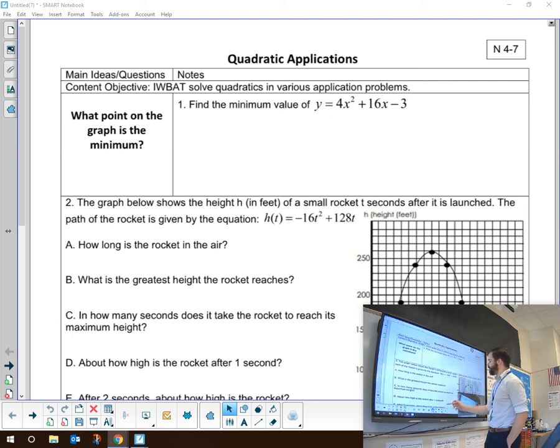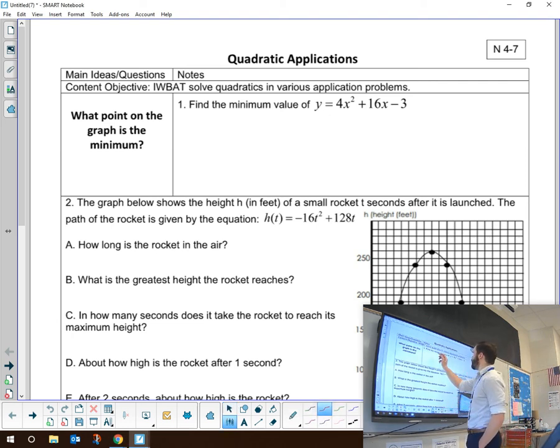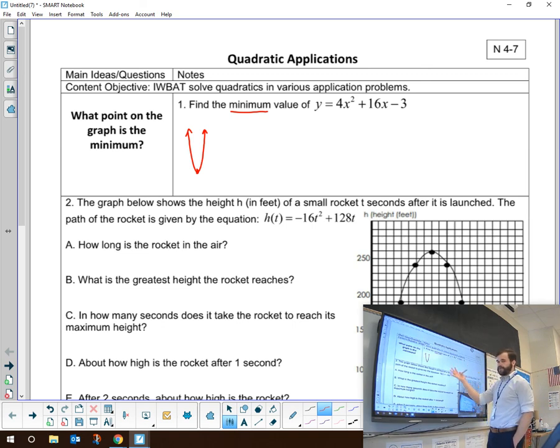To start that, we're going to start with finding the minimum value. Now, minimum is going to be my vertex, right? But if it's a minimum value, that means my graph is going to open like this, and we're going to have a minimum at the bottom. And so we're just trying to find what that minimum point is.